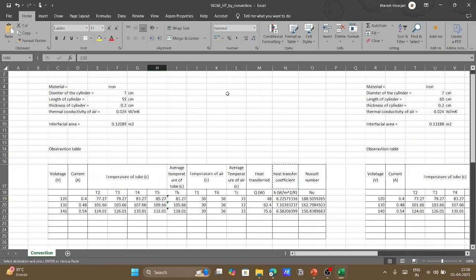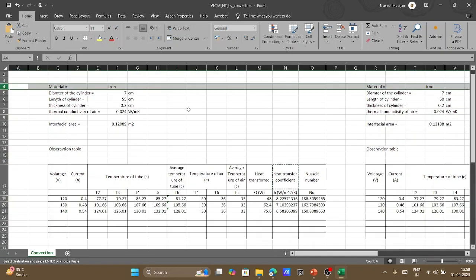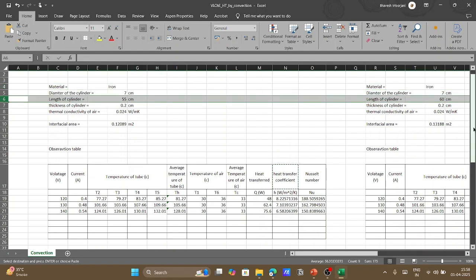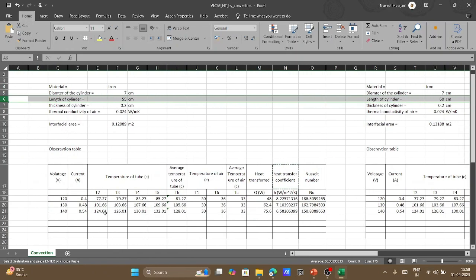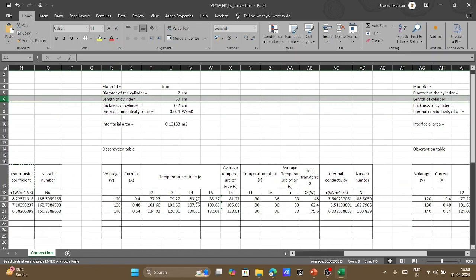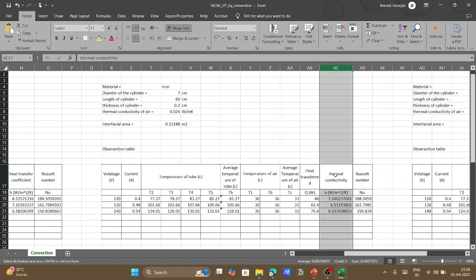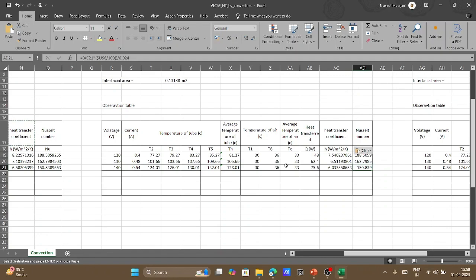Now let us consider the same material. Here I have selected the material iron, but this time we have changed the length of the cylinder. The length of the cylinder is increased from 55 to 60, and at the same voltage and current reading we are computing the heat transfer coefficient and Nusselt number. So you can see these 3 values. Since I changed the dimension, heat transfer coefficient has changed while the Nusselt number remains the same.